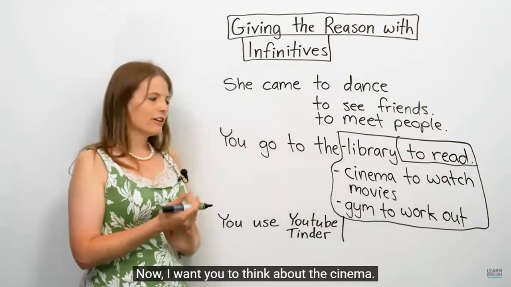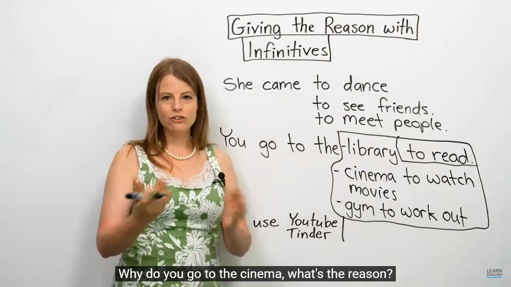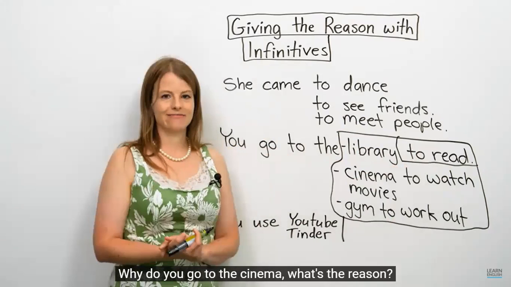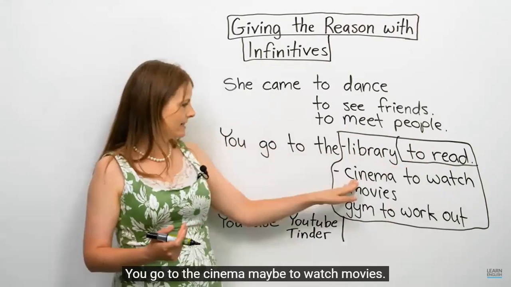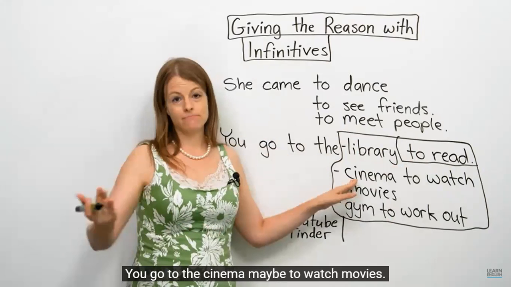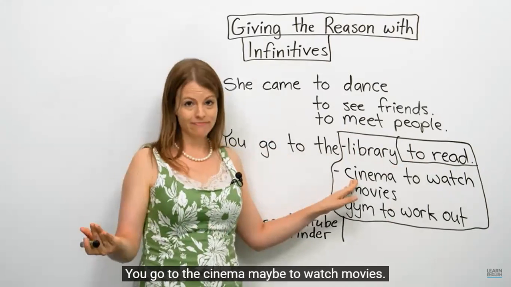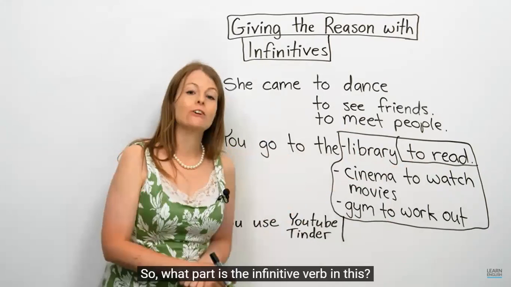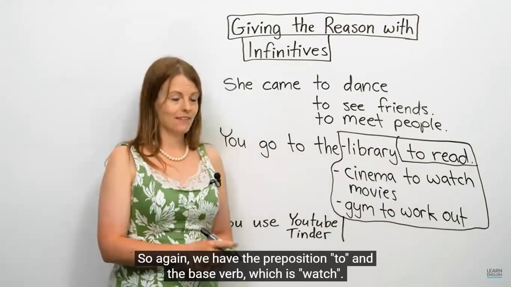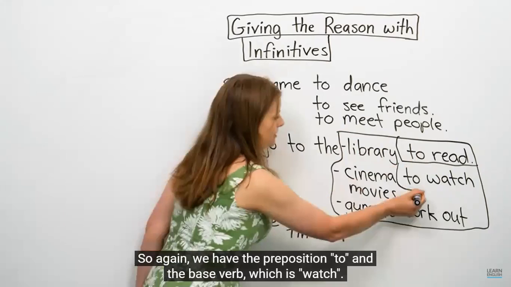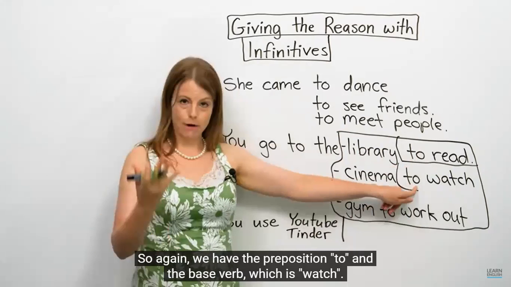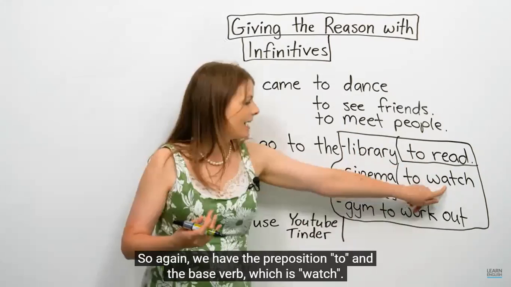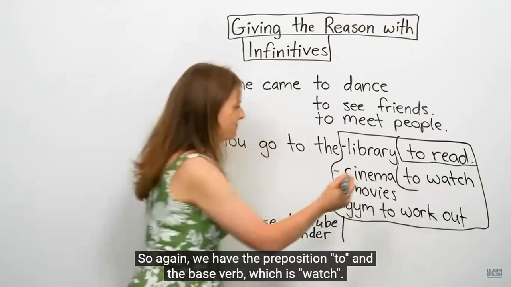Now I want you to think about the cinema. Why do you go to the cinema? What's the reason? You go to the cinema maybe to watch movies. So what part is the infinitive verb in this? So again, we have the preposition to and the base verb, which is watch. This is the infinitive.